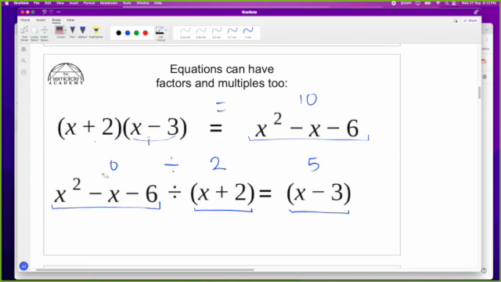So how do we actually do that? You could just make a note here that these are the factors and this is the multiple.